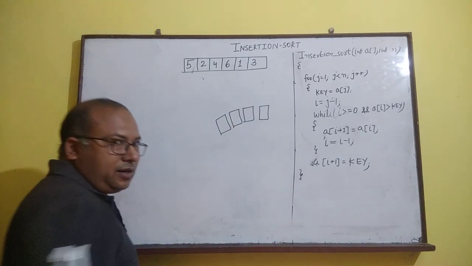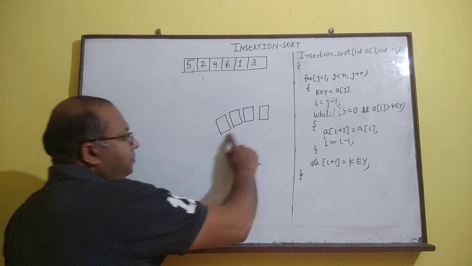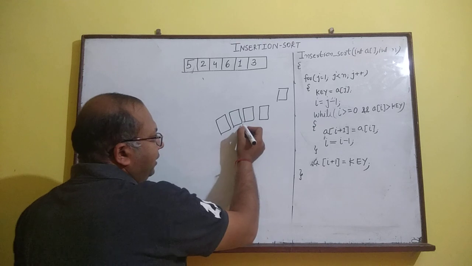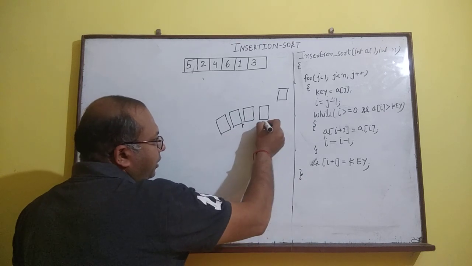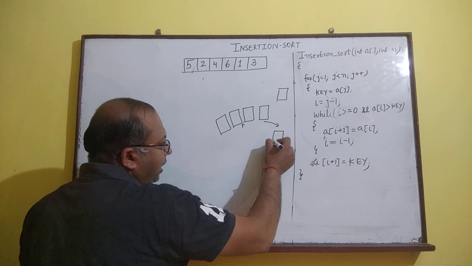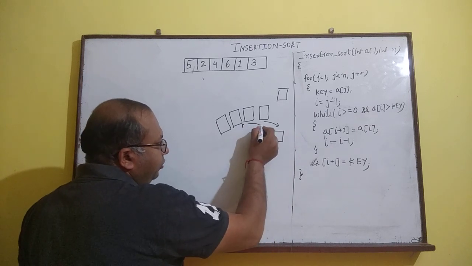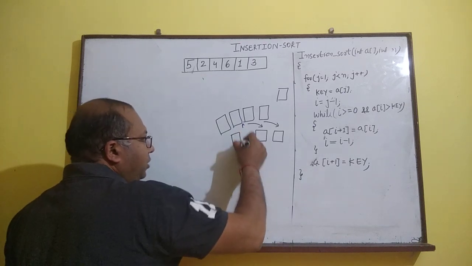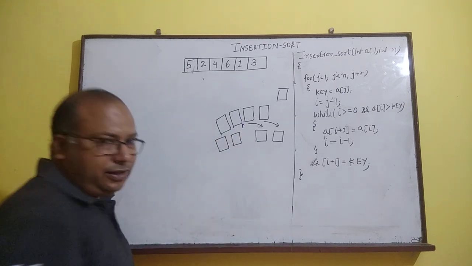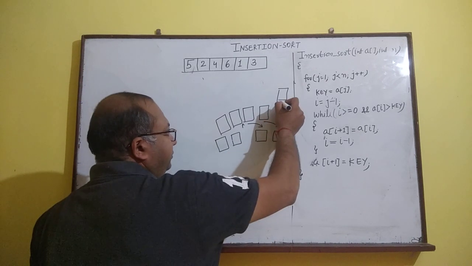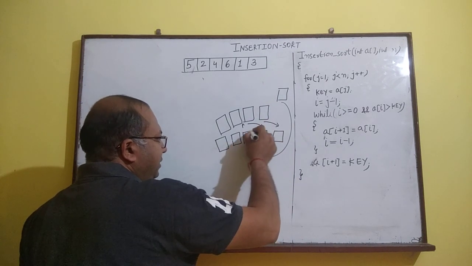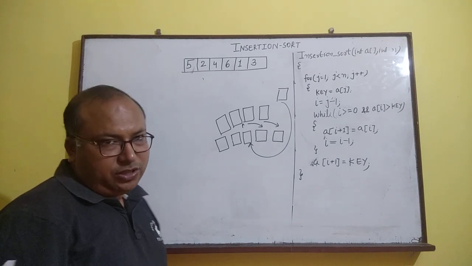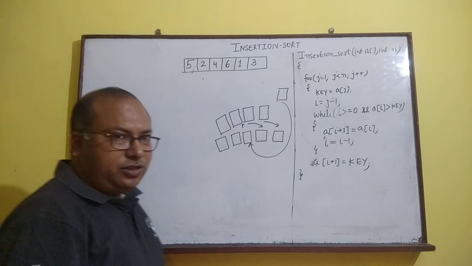If we continue the same example, let's suppose I have four cards in my hand and I need to place the fifth card at this point. I need to shift this fourth card to the right side. Then I need to shift this third card to the right side. These two cards will remain at their own positions. Then this fifth card will be placed here. This is how we achieve insertion sort. It is the basic logic of insertion sort.